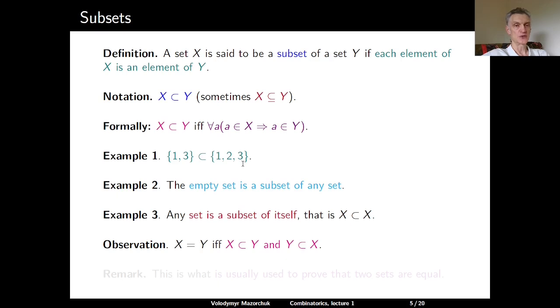Let us note that two sets X and Y are equal if and only if X is a subset of Y, and at the same time Y is a subset of X. And it is this property which is usually used to prove that two sets are equal.